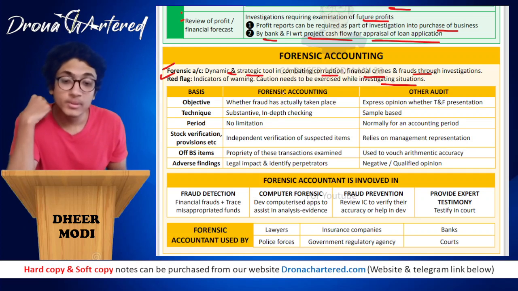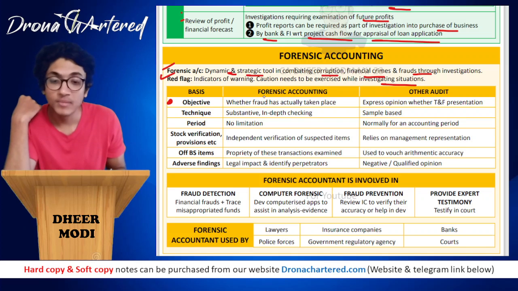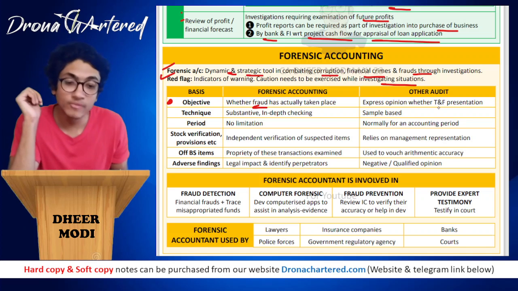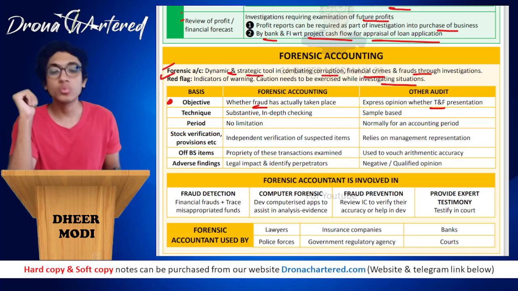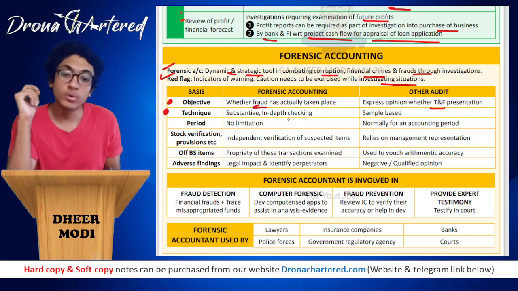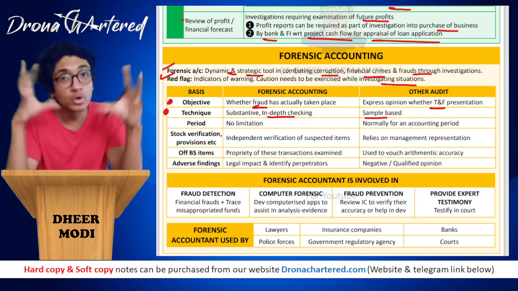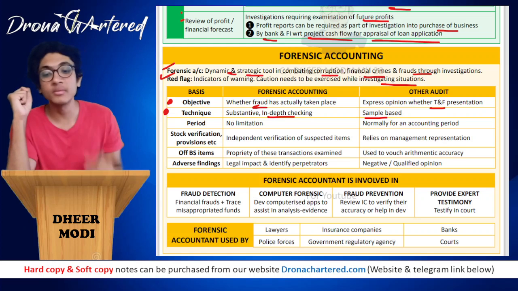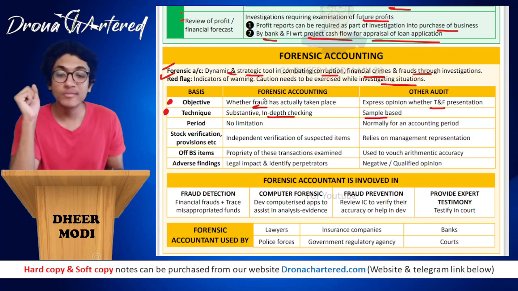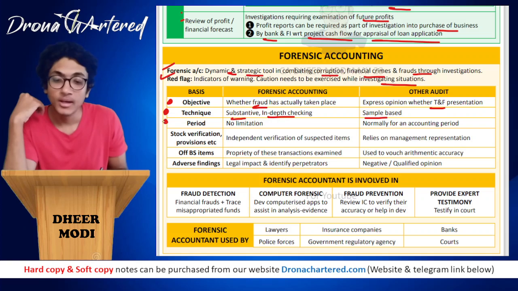Now, what is the difference between your forensic accounting and your other audits? First is your objective. Forensic accounting's main objective is whether fraud has taken place, while for others it is to check whether there is true and fair presentation. Next is technique. Your forensic accounting will of course be in depth. However, your other audits will be sample based, because you do not check the entire population. You always select some samples. However, in forensic accounting, since it is based on fraud, there is more in depth, that is a substantive technique.